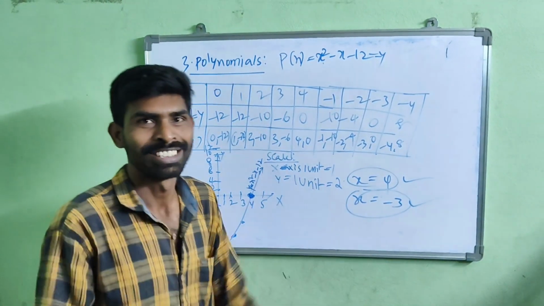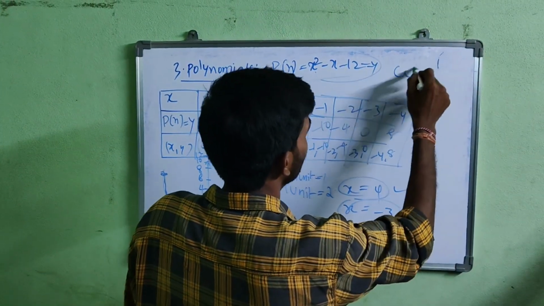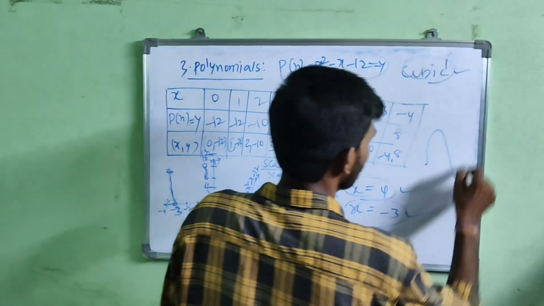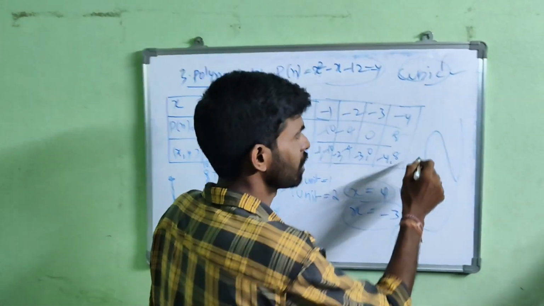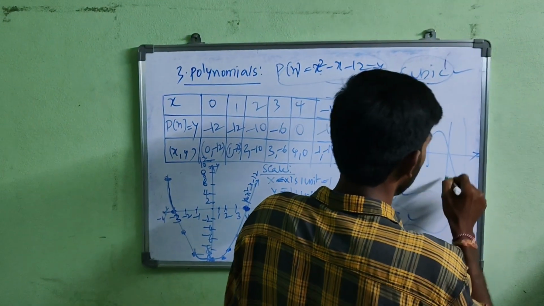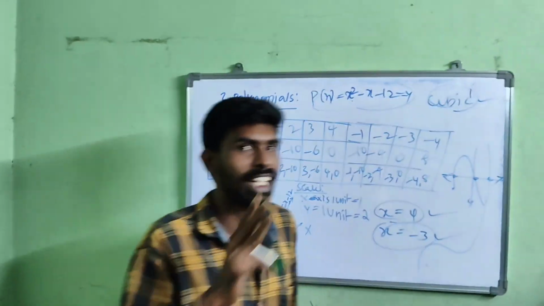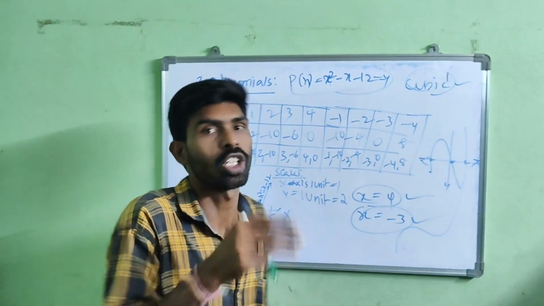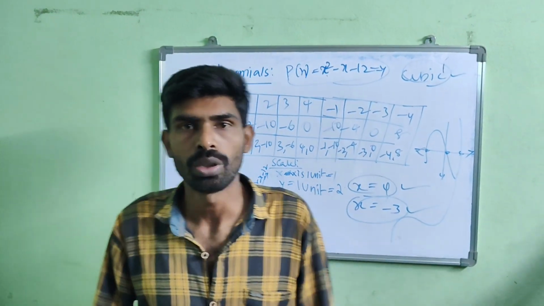We got the answer. Same like that, this is for the quadratic. You can find out for the cubic also. It will touch the x-axis 3 times. 1, 2, 3. Those x values are the zeros of the polynomial, because a cubic polynomial has 3 zeros, 3 solutions. I already told you. Okay, remember this.